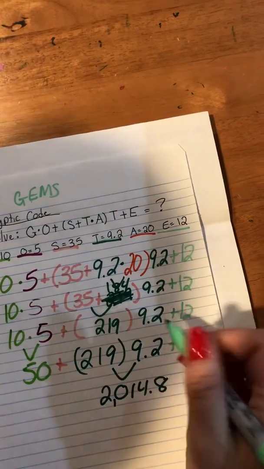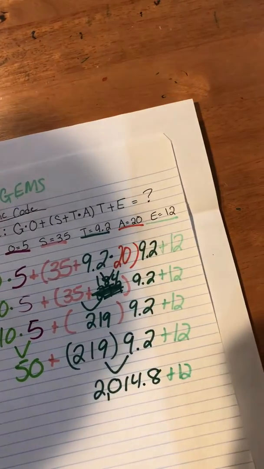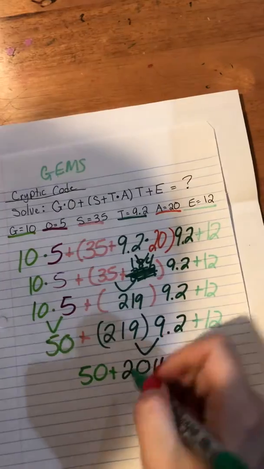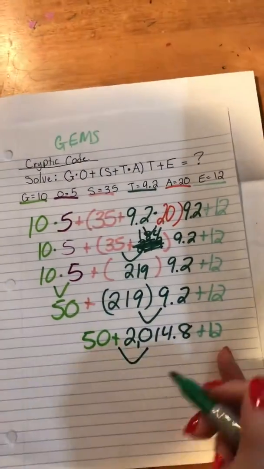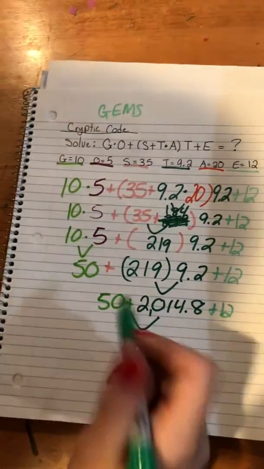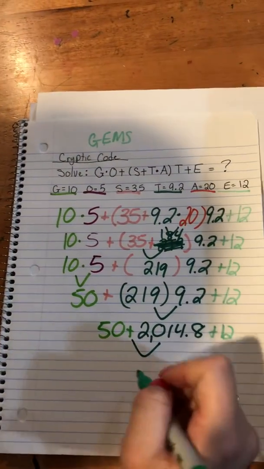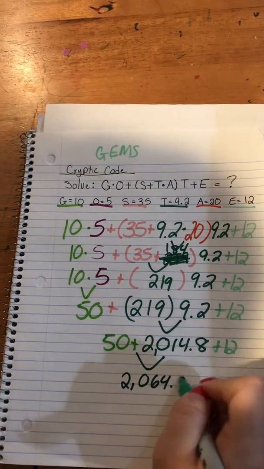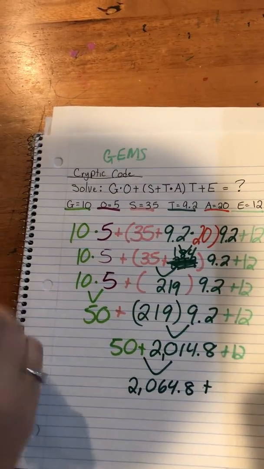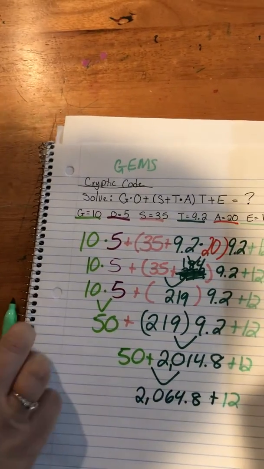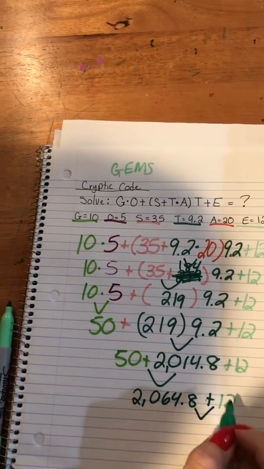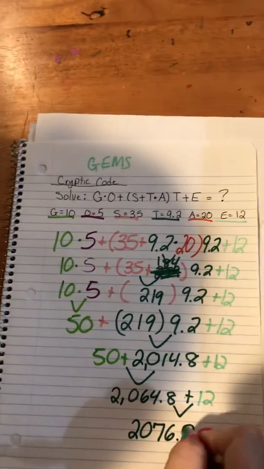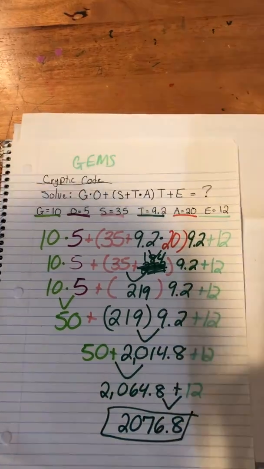So I've still got plus 12, and then 50 from here. And I'm just going to go left to right again because the rest is all addition. So 50 plus 2014.8 is going to be 2064.8 plus 12. And finally, 12 plus this is going to be 2076.8. And that is your final answer.